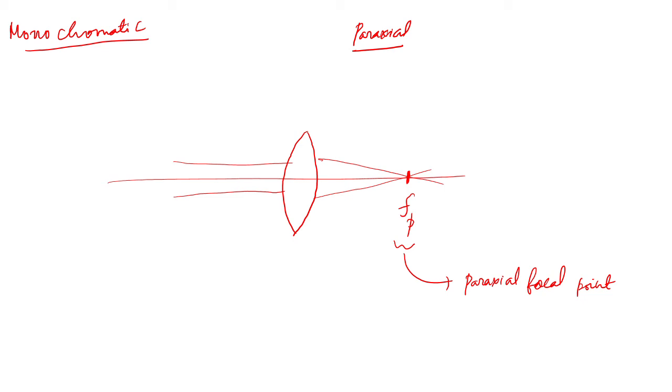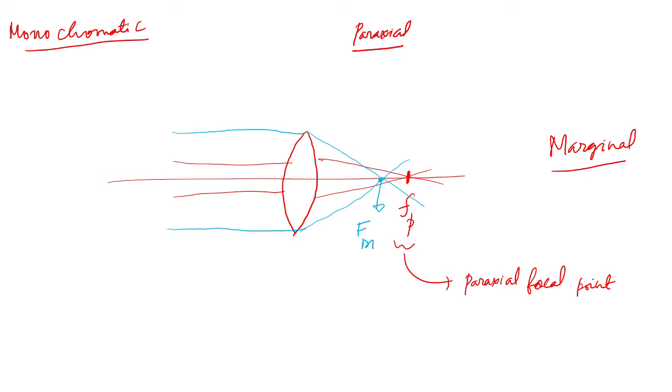But if you consider the marginal rays, they are rays that are coming at a higher elevation. So now there could be rays that are going here, right? And these rays would not necessarily focus at the same point as the paraxial focus because they're coming from a different height, so they would bend differently, right? So they would go something like that. So you see, this is the focus, and this focus is what we call FM, right? This is the marginal focus.